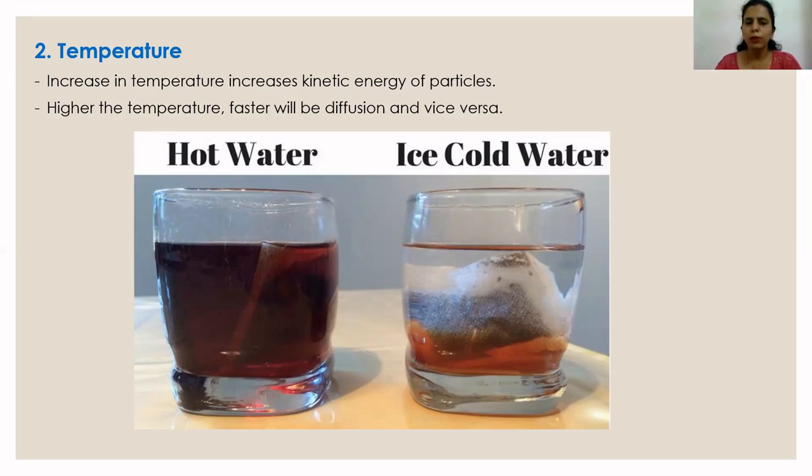Okay, so with the help of this kinetic energy, particles are able to move from one region to another region. Fine. So when we increase temperature, what happens is the kinetic energy of these particles increases. Increasing temperature means increasing the amount of heat present in the surrounding. So as this heat increases, what will happen? The kinetic energy of particles will increase.